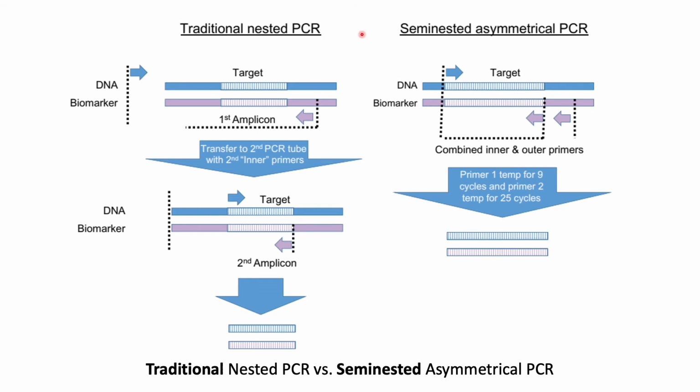I have your photo which I got from our reference textbook. You have your traditional nested PCR and you have your semi-nested asymmetrical PCR. Like I said, ladies and gentlemen, in your traditional nested PCR, you make use of 2 sets of your primers and dalawang beses natin sinasubject sa thermal cycling. Ang pangit lang, it may cause or it is prone to contamination.